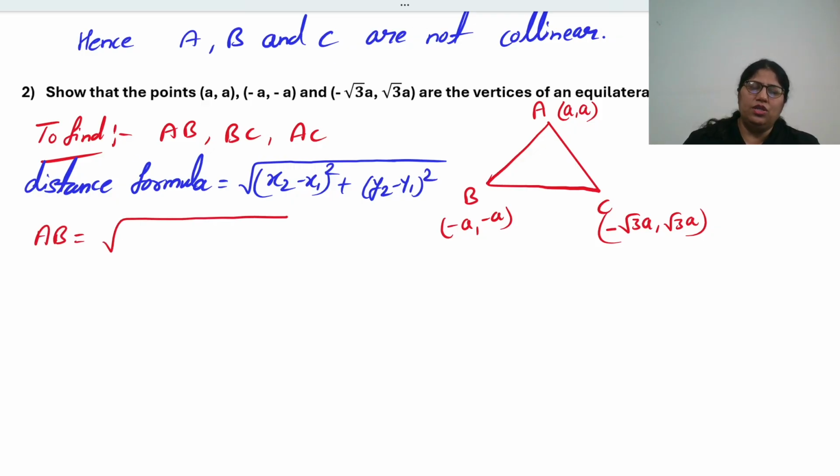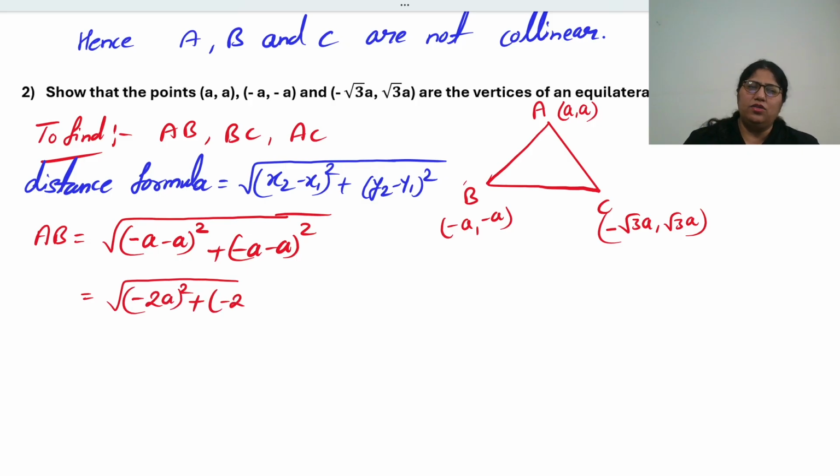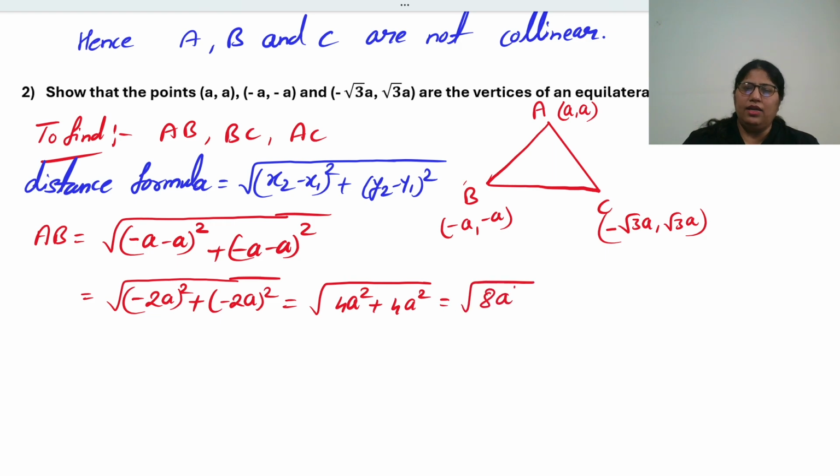It will be root, right? So I can take minus a whole square. You can take it as A to B also. You can take the coordinates of A as x2, y2 and coordinates of B as x1, y1, right? Then here minus a whole square, right? They both are negative, so you are going to add it here. (-2a) whole square plus (-2a) whole square. What is the answer here? (-2a) whole square will become 4a square plus 4a square will be root of 8a square.